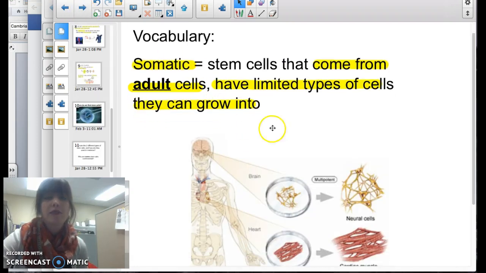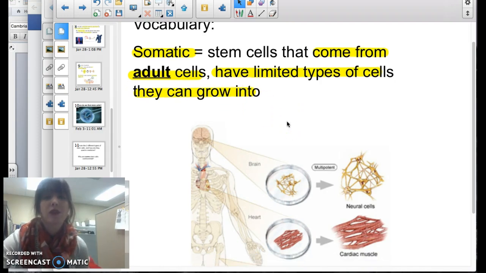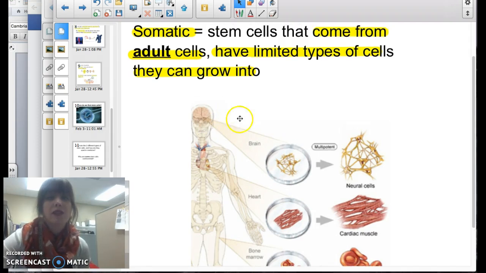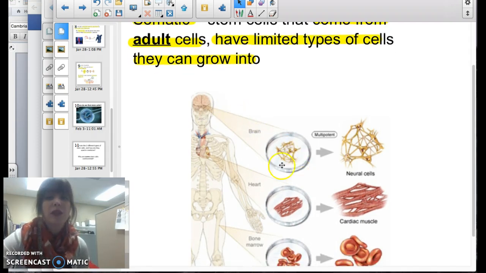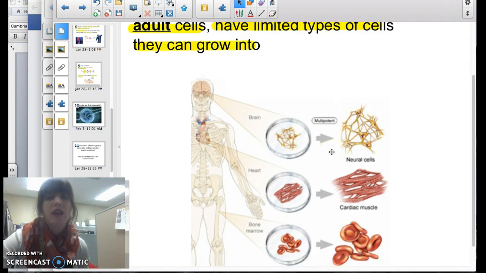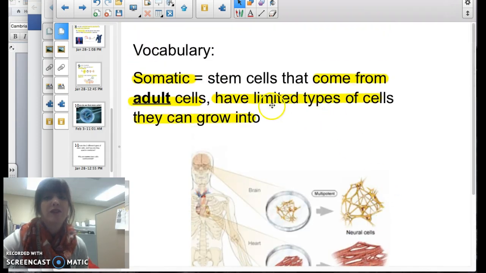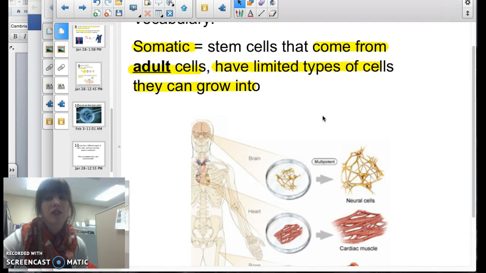Somatic stem cells come from adult cells that have limited types of cells that they can grow into. We can harvest somatic stem cells without harming the individual. We can grow them in a petri dish in the lab, and we can differentiate those stem cells into various different types of cells for the human body. However, it's very limited in the types of cells they can grow into.